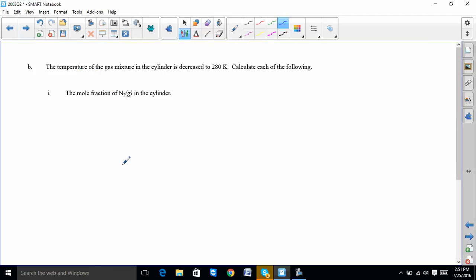Okay, next page. The temperature of a gas mixture in the cylinder is decreased to 280. Interesting, pay attention. For some reason, now we're only carrying 2 sig figs. Calculate each of the following: the mole fraction. Well, mole fraction is weird. Not really, it's the fraction of moles.